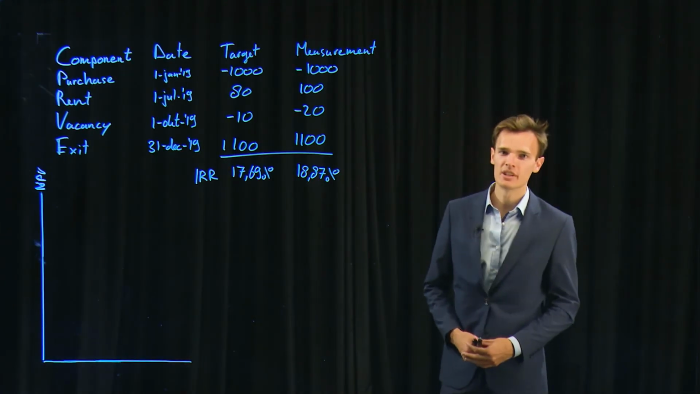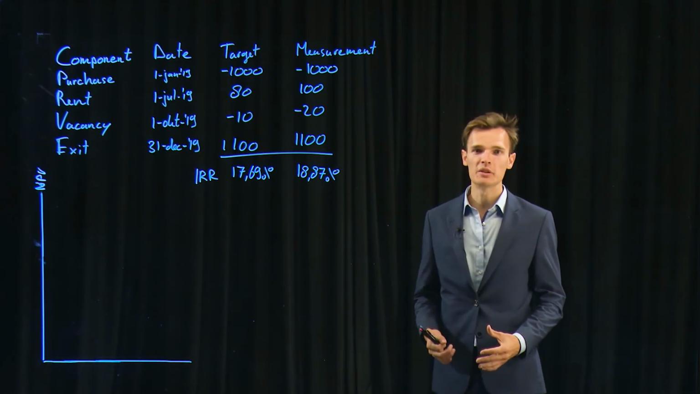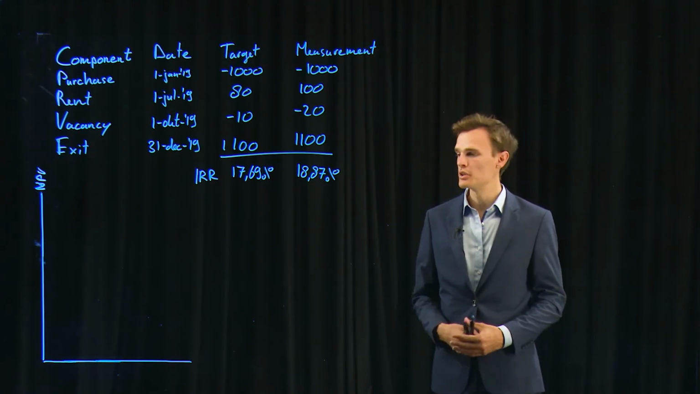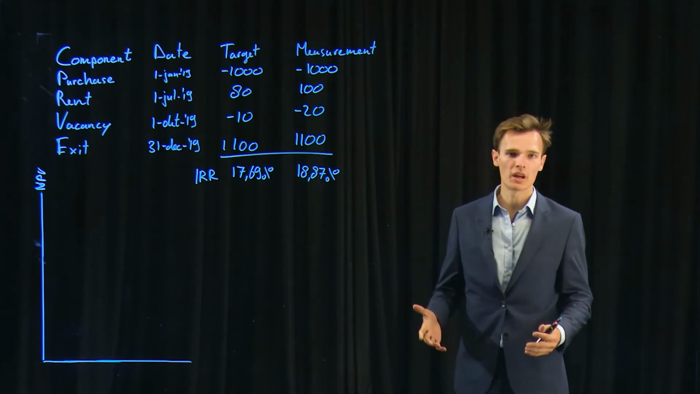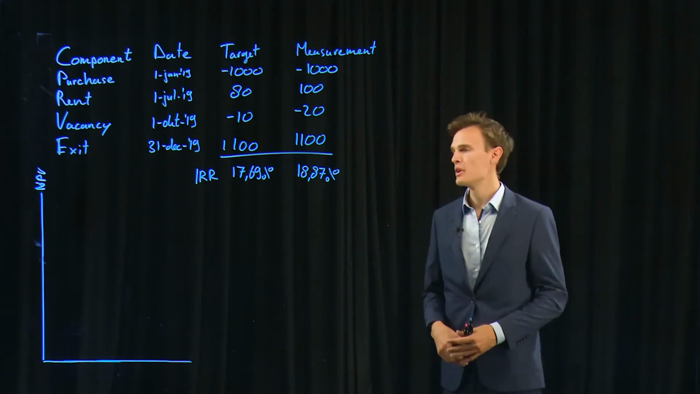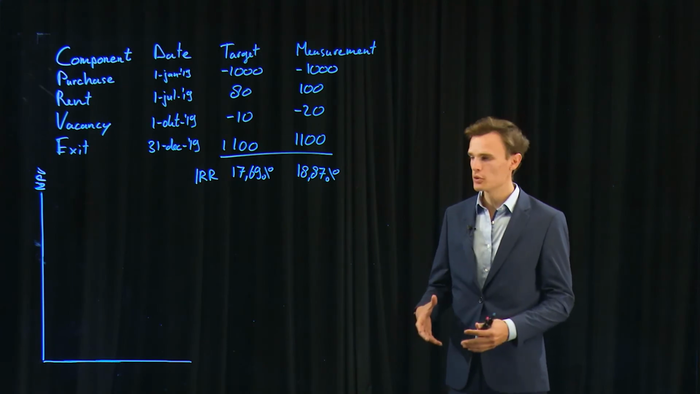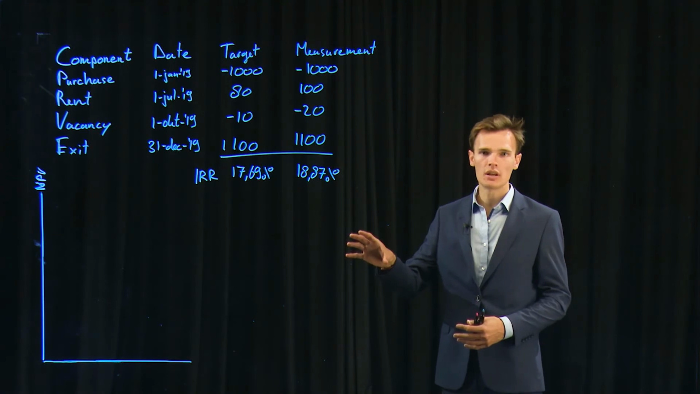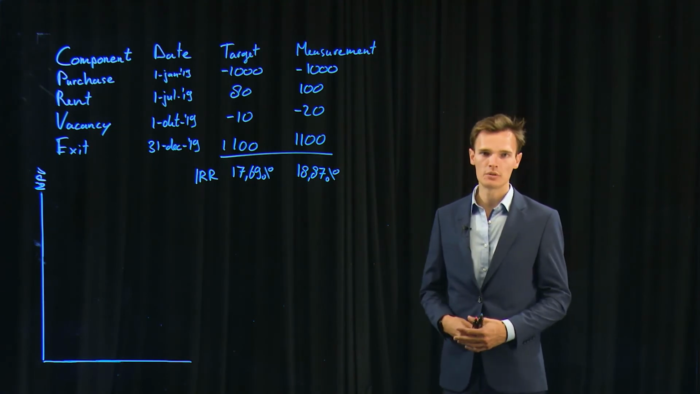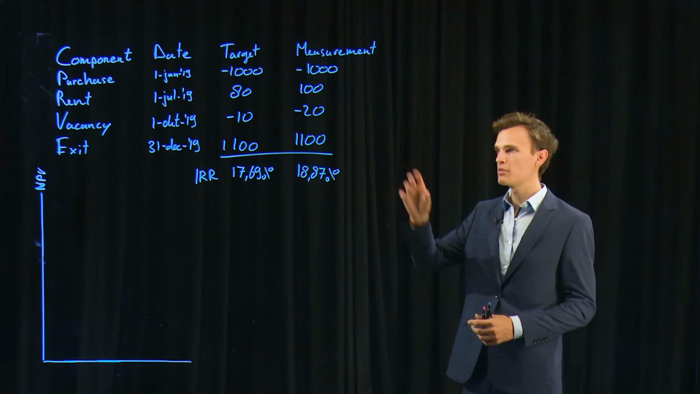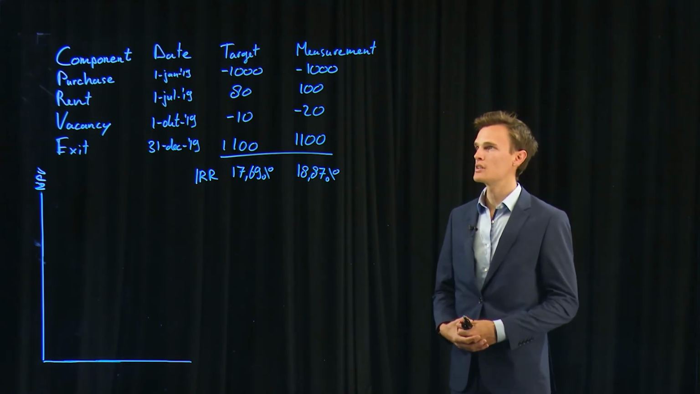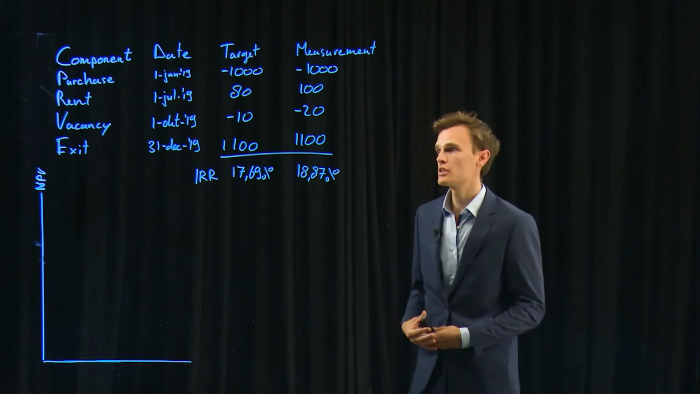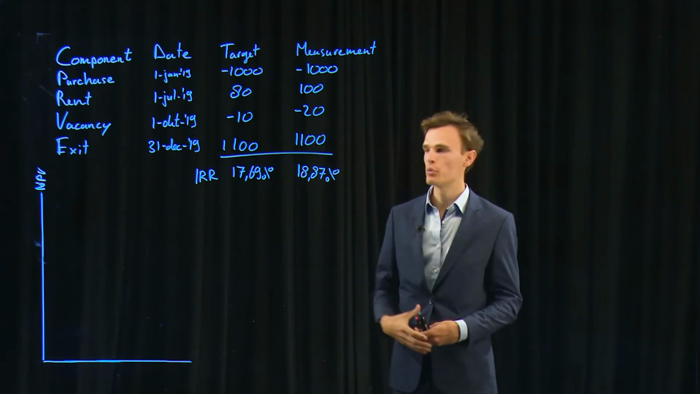So the computation of the internal rate of return boils down to finding the root of a polynomial, which cannot always be done analytically and has often to be done numerically. Fortunately, we have computer programs that can do it for us, and we are just interested in the results. But it's still nice to understand how this IRR actually depends on the net present value. So to make things a bit more concrete, I have made up a toy model with two portfolios, a target and a measurement, and 4 cash flows, and only the rent and the vacancy differ between the portfolios.